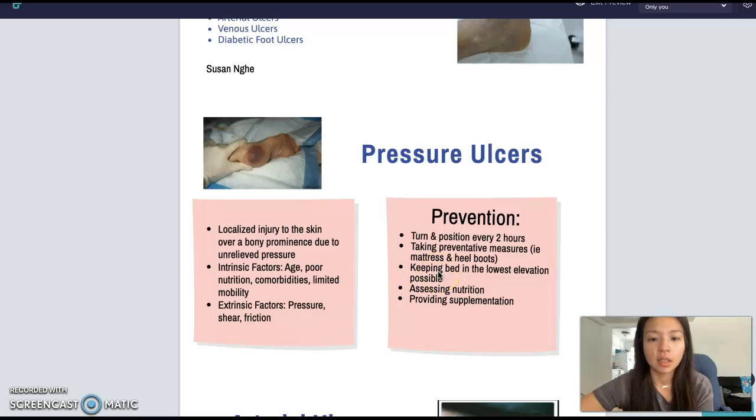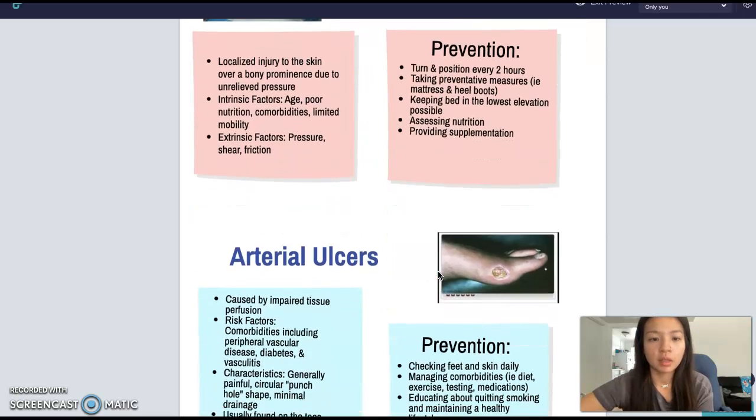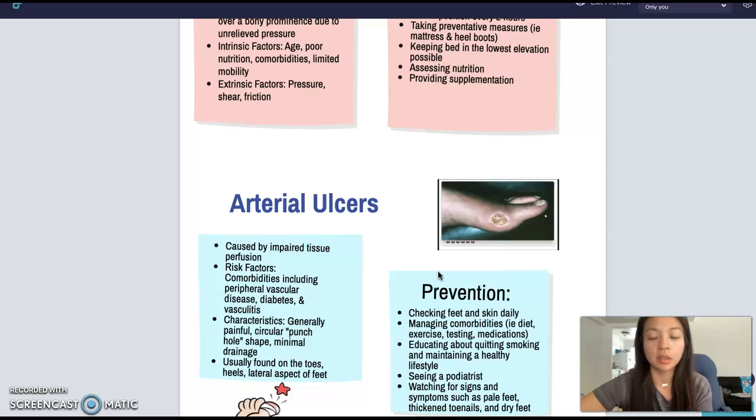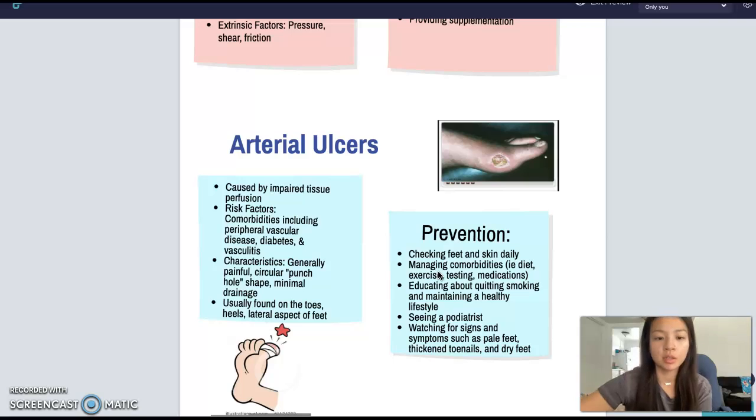The next wounds that we are going to talk about are arterial ulcers, and arterial ulcers are caused by impaired tissue perfusion. Having certain comorbidities such as peripheral vascular disease, diabetes, and vasculitis can definitely impact someone's risk of getting an arterial ulcer.